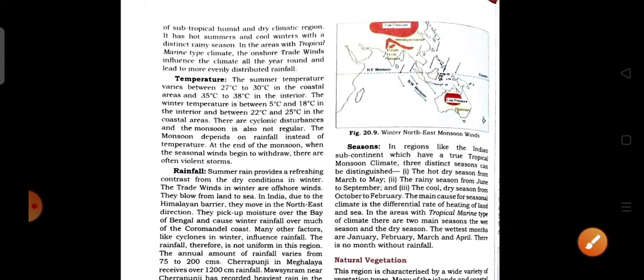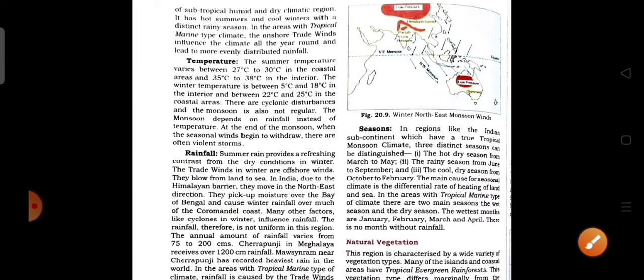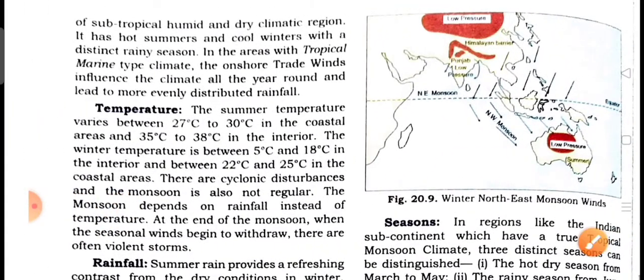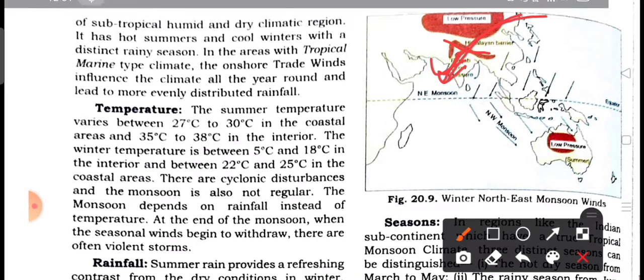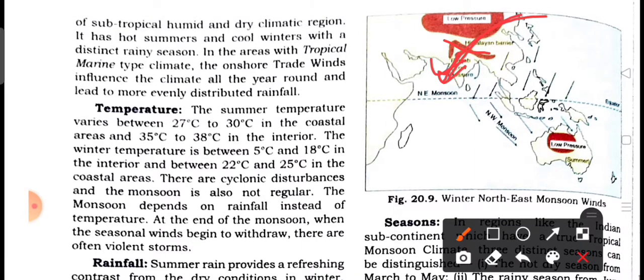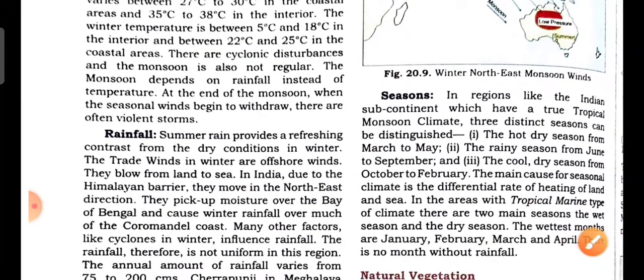So, here we see that this is the Himalayan barrier and this is the northeastern monsoon, that it comes from the northeastern side, and so it is called the northeast monsoon, and it picks up the moisture from the Bay of Bengal and causes low pressure in this region.